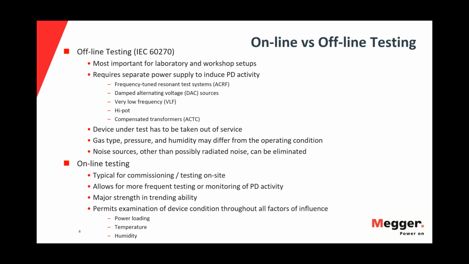In offline testing, for example, noise can be handled and mostly reduced or eliminated, because since it is an offline test, there is no high voltage surrounding noise. Other noises can be reduced significantly, like noise coming from the power supply unit using filters, for example, and other noise sources can be eliminated using gating.